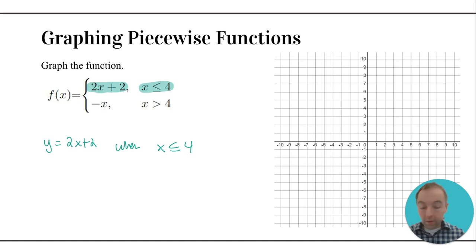How I would go about this is I would just graph that as you know how to graph that. Just graph y equals 2x plus 2. Of course, that means you would have a y-intercept at 2, and then because the slope is 2, you'd go up 2 over 1.